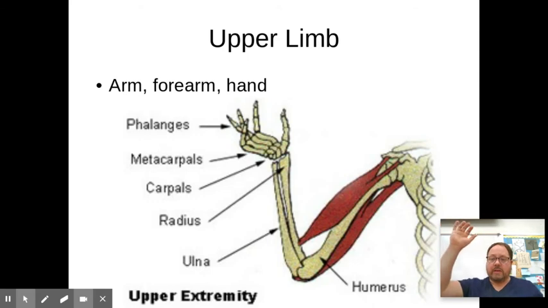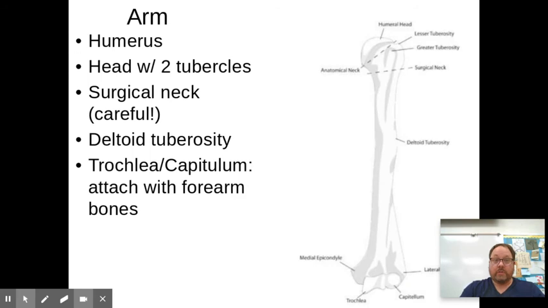Okay, looking at the upper extremity. Now, a lot of times people refer to this whole extremity as your arm. Technically, your arm is just your humerus, and then this is your forearm. So the best way to do this is refer to this as our upper extremity. So the arm itself is, again, one bone, the humerus.